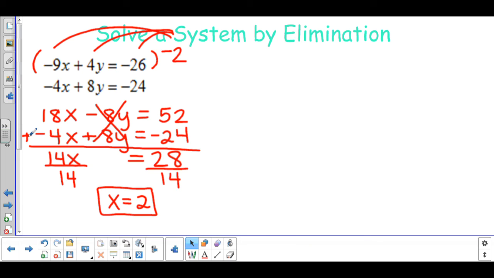Now, like I said in the previous example, we are going to revert back to a substitution type of method. I'm going to either pick my very first equation or my second equation. I do not have to go back to the equation that I multiplied through by -2. It's going to be the same as the original, just with larger numbers. So use one of the two original equations to make it easier on yourself. So in this one, I'm going to use my second equation with the -4x plus 8y equal to -24.